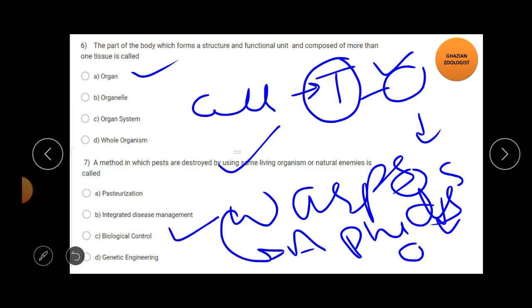biological control. If I talk about pasteurization, this technique was developed by Louis Pasteur, and it was related to preserving material by heating it at a specific temperature at which all the microorganisms in it die. But our right option is biological control. Integrated disease management is a method in which different types of methods are applied to control the disease. Genetic engineering is another thing.